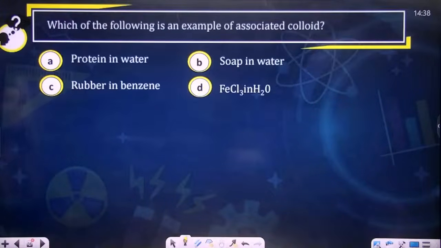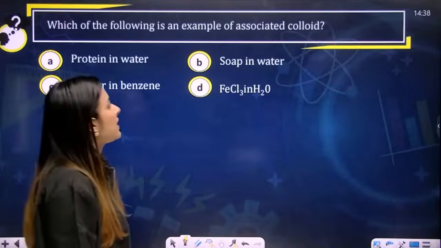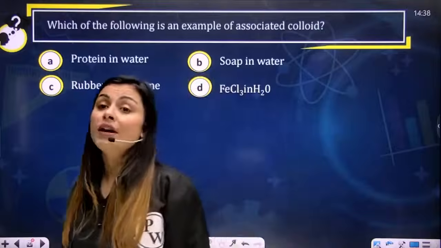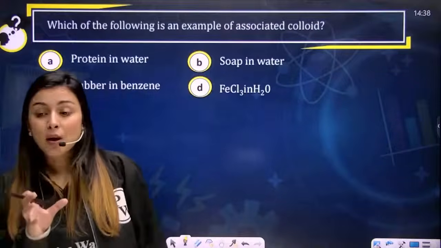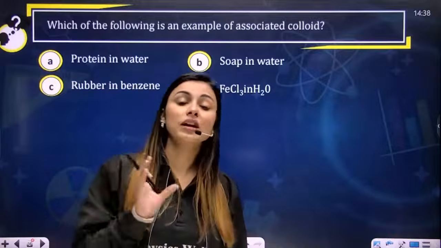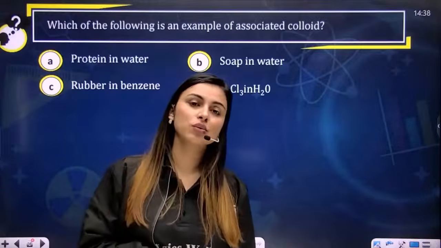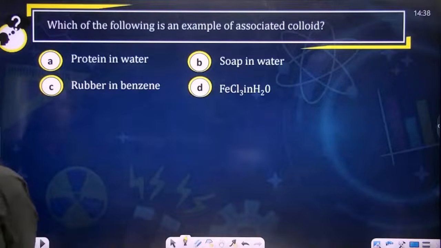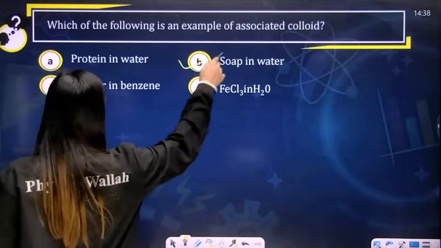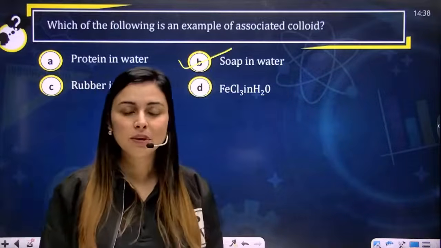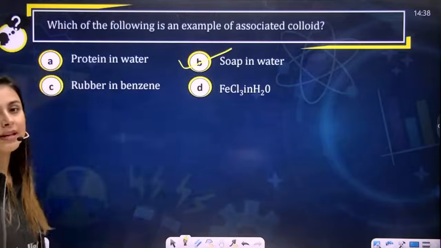The next question says that which of the following is an example of an associated colloid? We know that an associated colloid is a compound which behaves as a colloid only at a particular temperature and only at a particular concentration, which is known as the critical micelle concentration, right? Yes. So ma'am, soap in water will be my correct answer. We just studied about this example, right? So option B will be your correct answer.